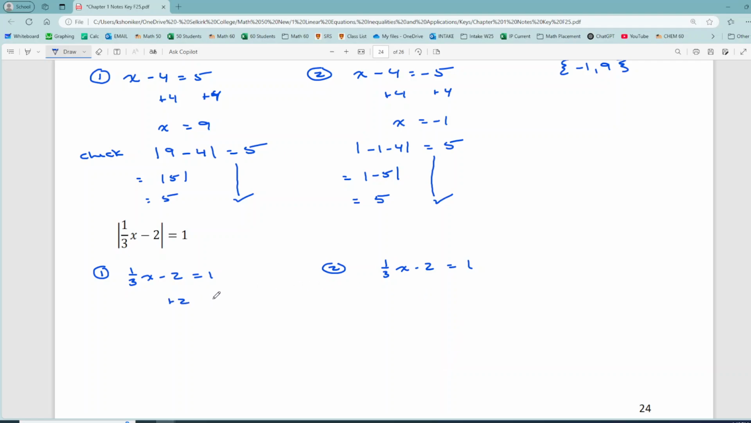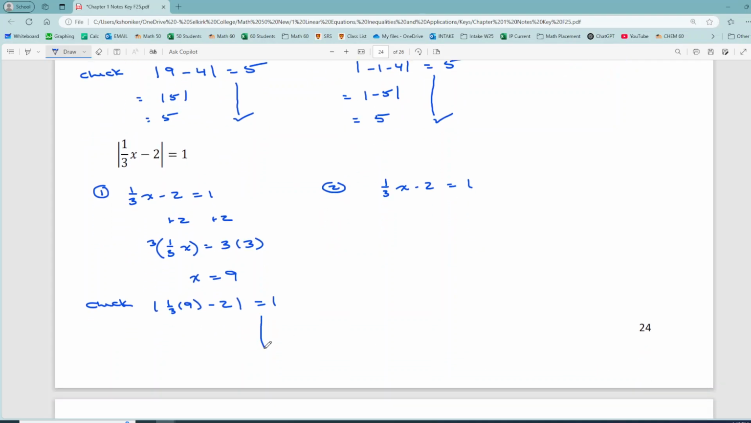So I'm going to add 2, I get 1/3 x is equal to 3, and then I'm going to multiply both sides by 3, and I end up with x is equal to 9. If I was to check that, let's check it right away. On the left-hand side, I'm taking 1/3 of 9 and minusing 2. Does that equal 1? Well, 1/3 of 9 is 3. 3 minus 2 is 1. The absolute value of 1 is 1. It worked.